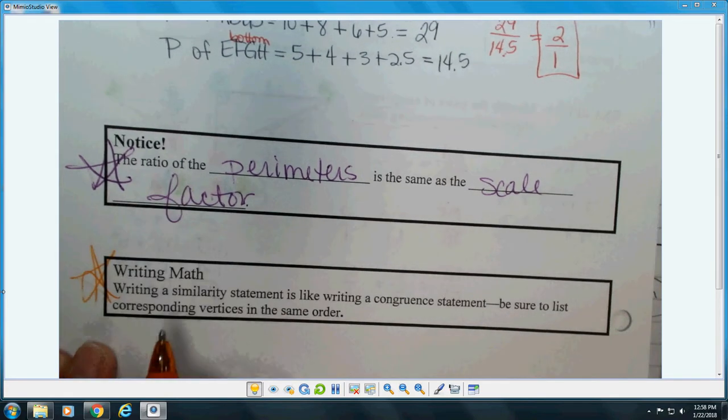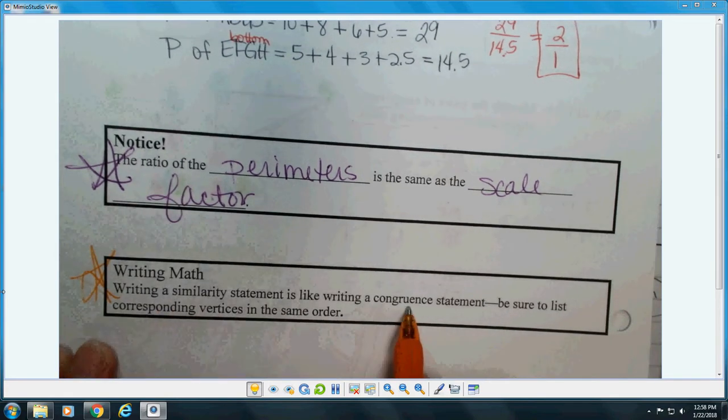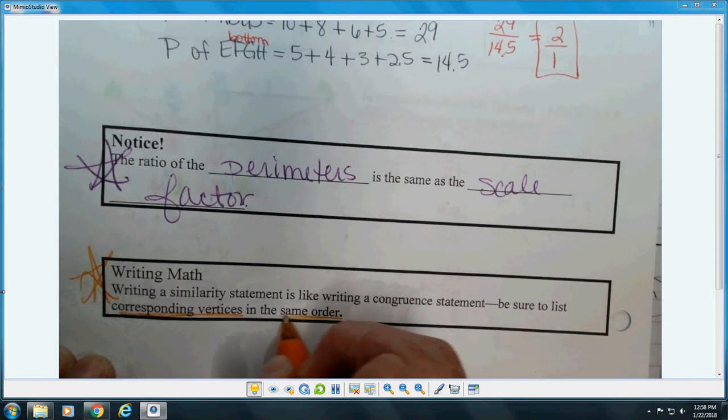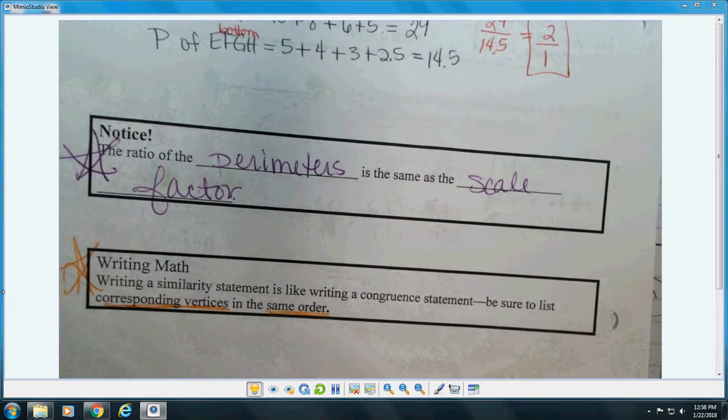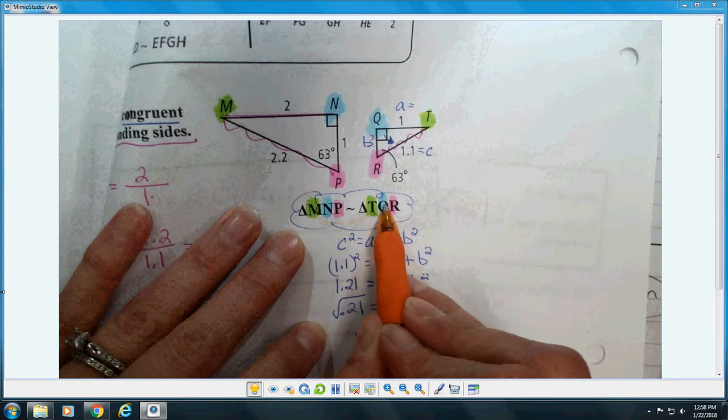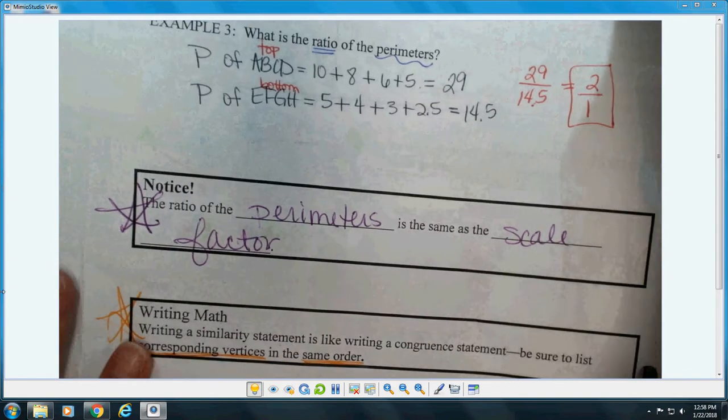When you write a similarity statement, it's like writing a congruence statement. Be sure to list corresponding vertices in the same order. So, that's when we went back over here on the front. This matters. M had to go with T, N with Q, P with R. That's what we're talking about. That does matter. Okay?